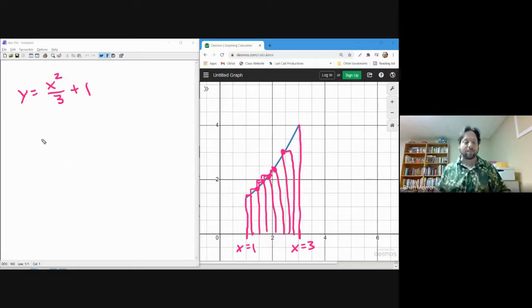But here's the fact of the matter. If we're doing the limit as the width of each rectangle approaches 0, remember this is delta x, it's the width of the rectangle.